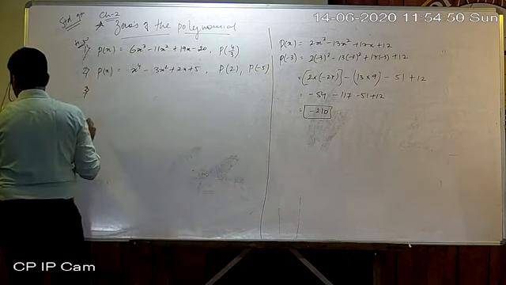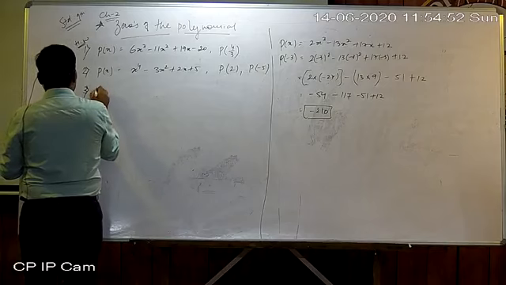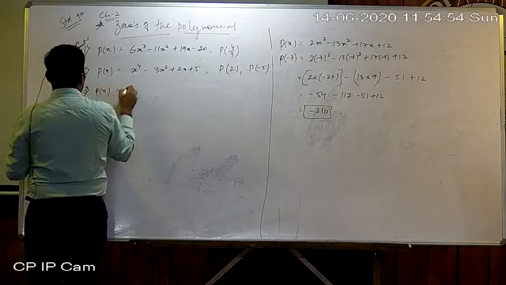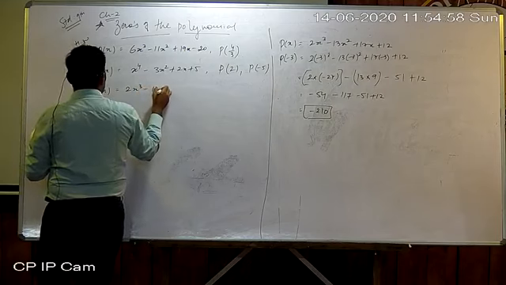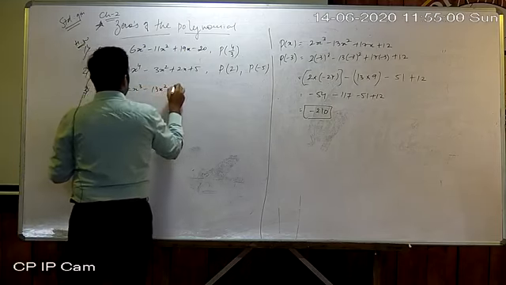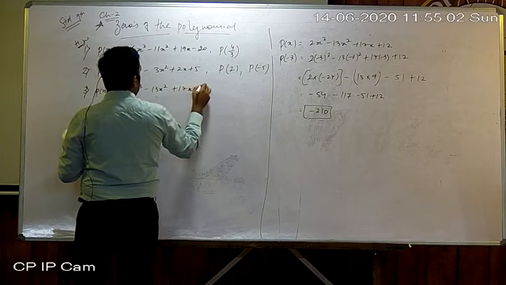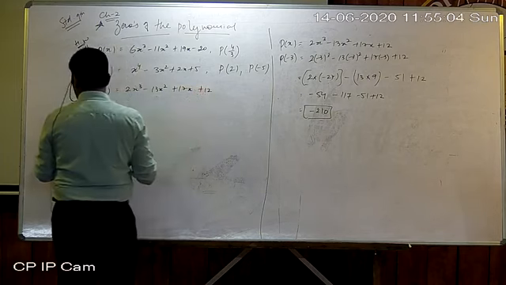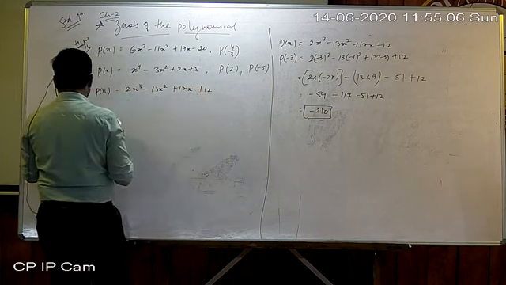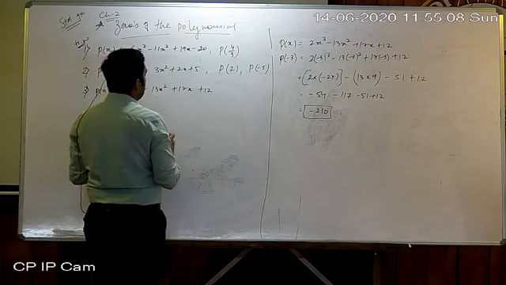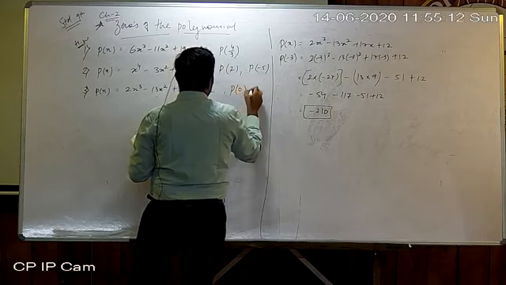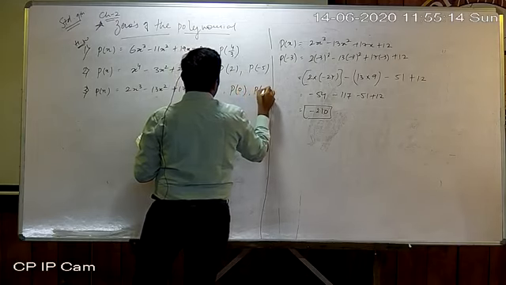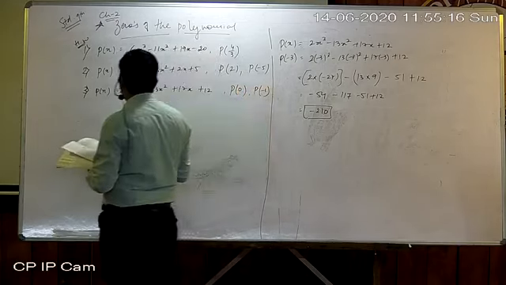Third one is p of x given as 2x cube minus 13x square plus 17x plus 12. Okay, for this p of 0 and p of minus 1. Okay.